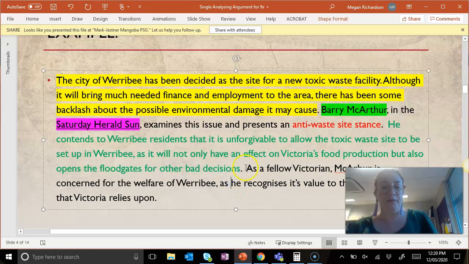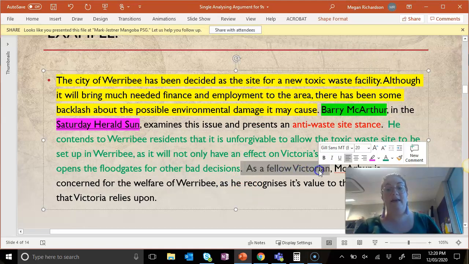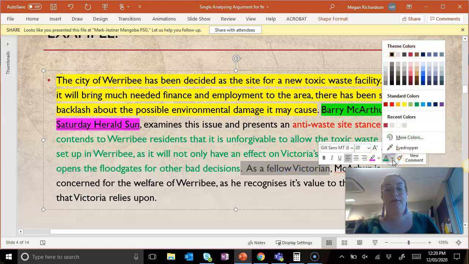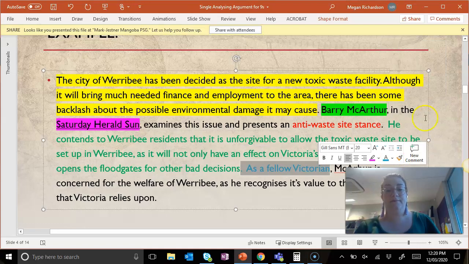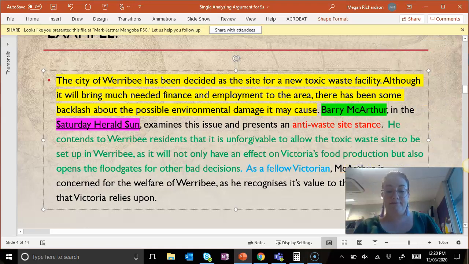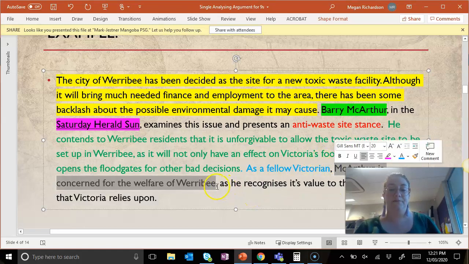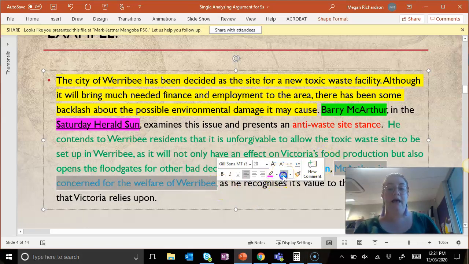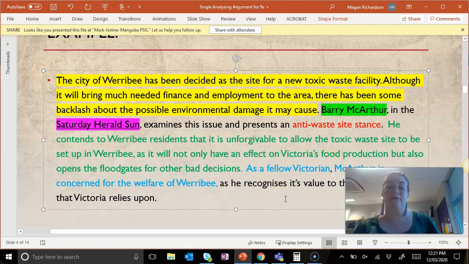As a fellow Victorian, there is my relationship. Let's make that blue. MacArthur is concerned for the welfare of Werribee. Still about relationship. He recognises its value to the vital food bowl that Victoria relies upon.